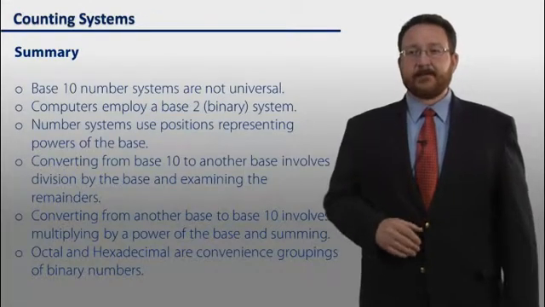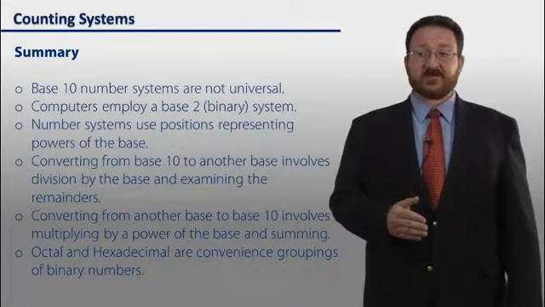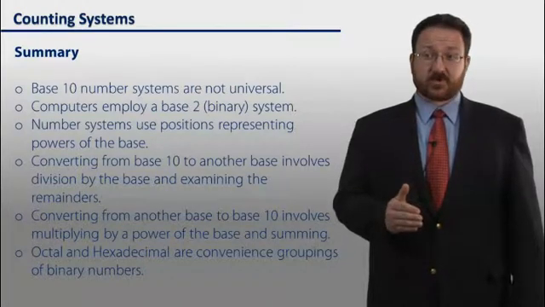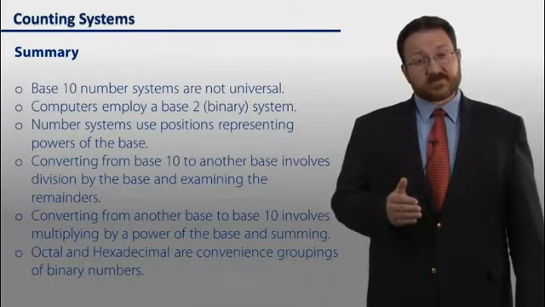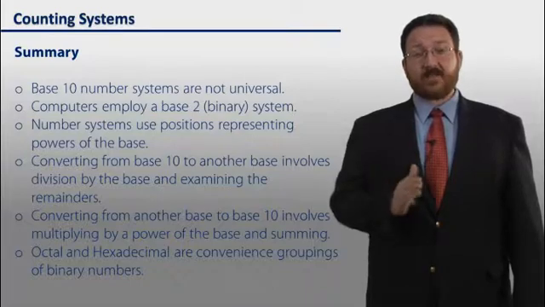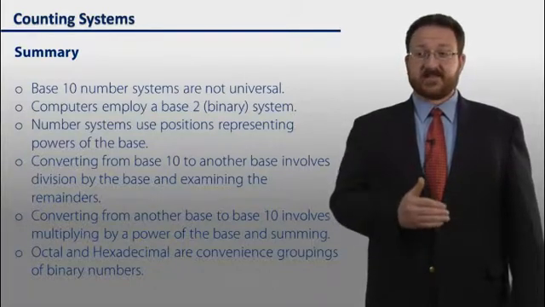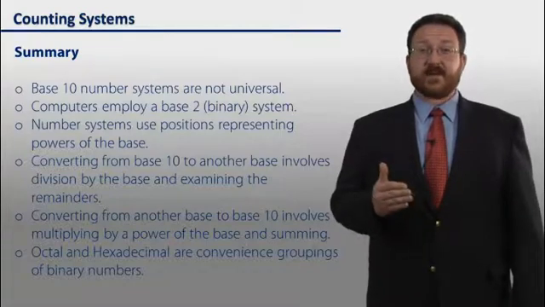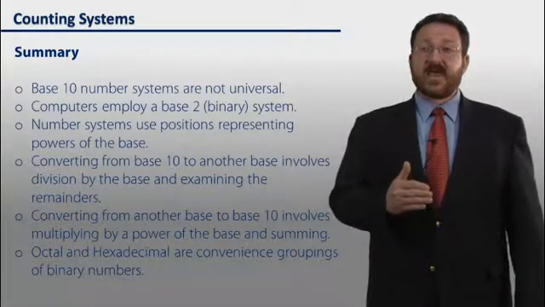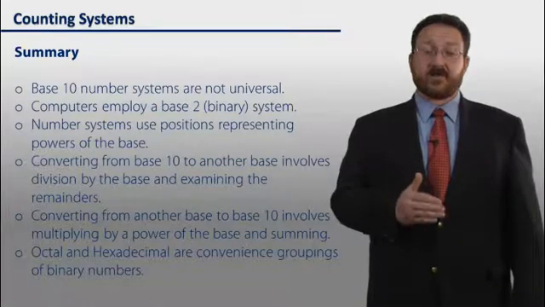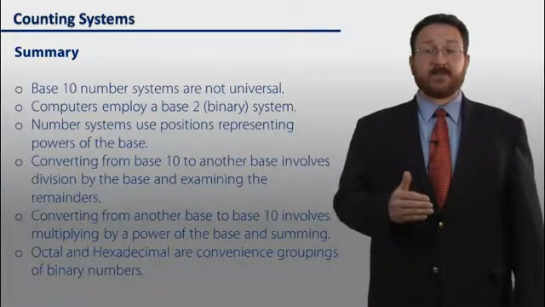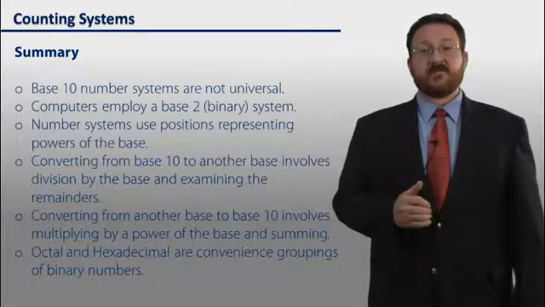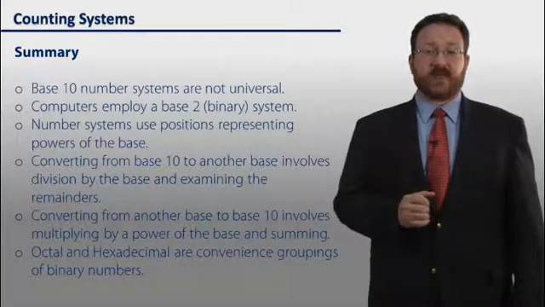So, in summary, base 10 number systems are not universal. In fact, computers employ a binary number system internally. Number systems also use the power and the base to represent the positions. Converting from base 10 to another base involves dividing by the base and examining the remainder, and conversely, going from another base to base 10 involves multiplying by the base and then summing up the column. Octal and hexadecimal, finally, are convenience groupings of binary numbers.